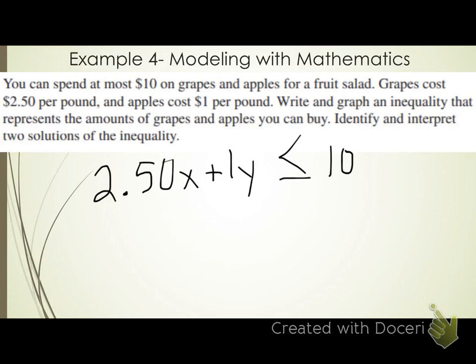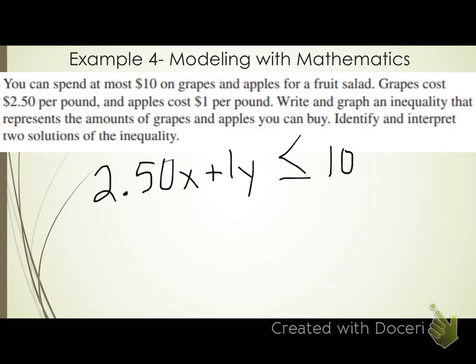My bad. Does everyone see why it has to be less than or equal to? Yeah, because it says at most. It says I can spend at most $10. So can I go greater than $10? I cannot go above $10 because it says at most. So it has to be anything less than. And at most can equal 10, so it's less than or equal to.